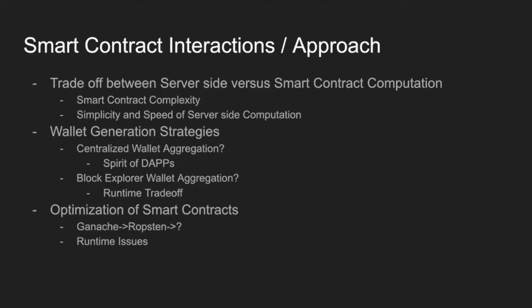And Thomas will talk about this later in the testing section, but we also had to find a way to optimize our smart contract. We started our development on Ganache, and we moved on to the global test network called Ropsten, and then later we'll eventually migrate to the actual Ethereum network. And these are basically of concern during runtime and runtime speed.